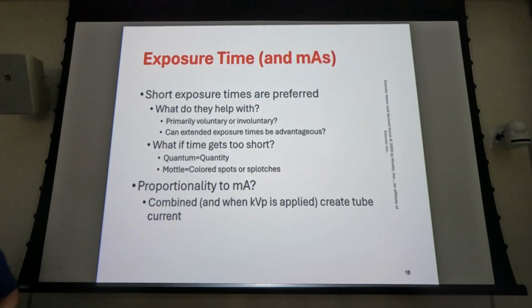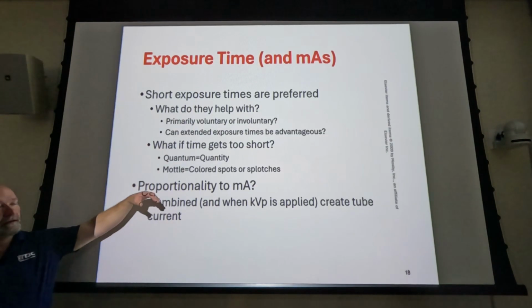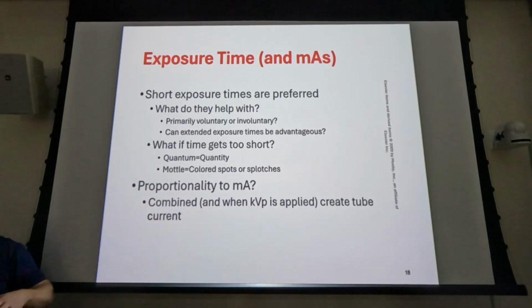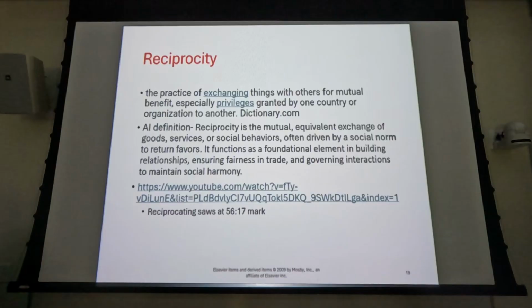So we talked about mass in quantum mottle is usually the issue, but I did talk about potentially a component of time specific to quantum mottle. So proportionality to MA. MA and time gives us our mass. If we want to use reciprocity, they're inversely related.